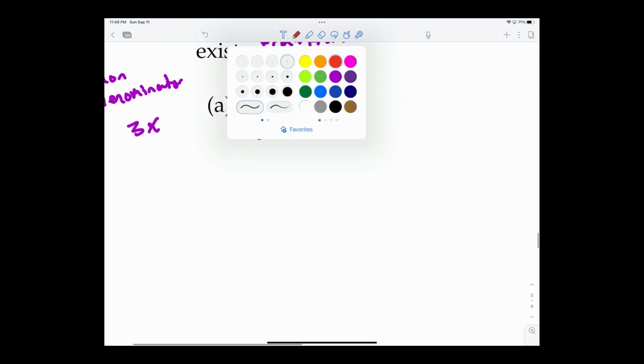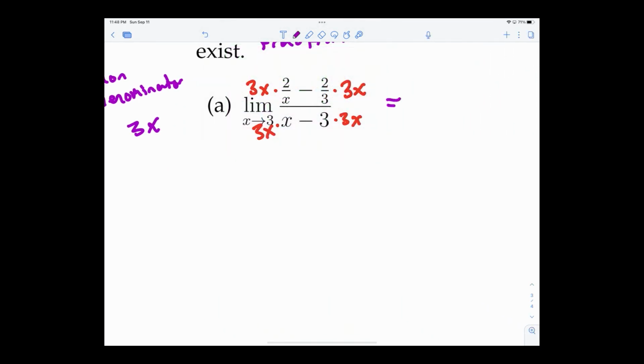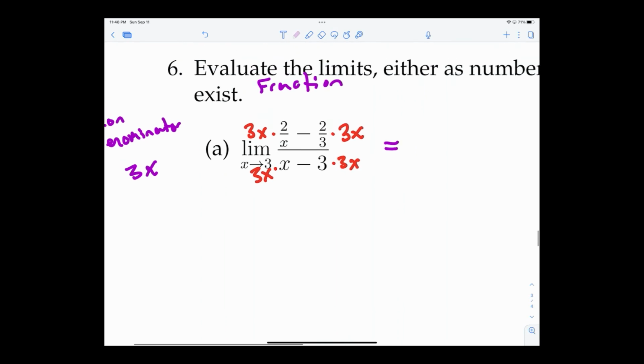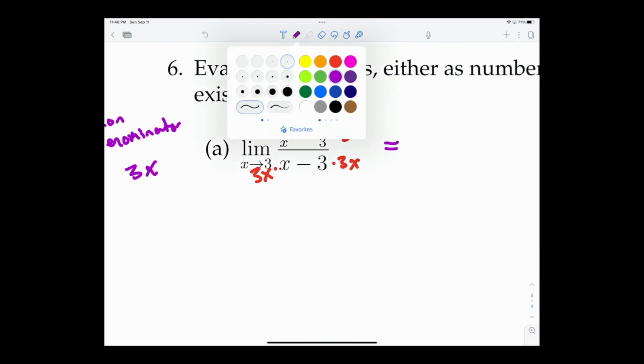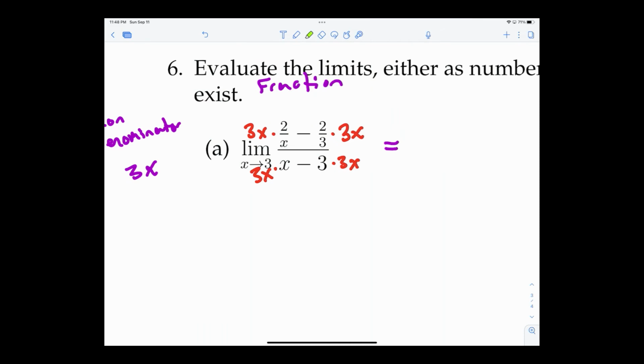So what's that going to look like when we multiply it out? The point is that a lot of them cancel. I'll just highlight the ones that cancel, right? So that x is canceling with that x. So it's only going to leave you with the 3 times the 2. Let me write my limit.